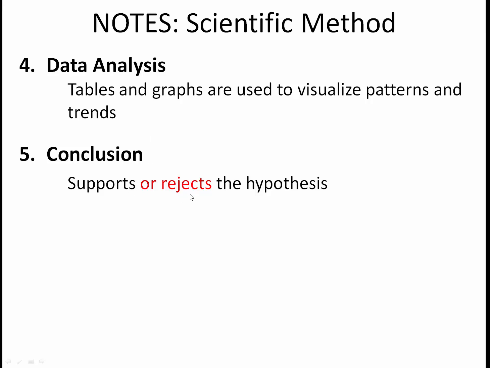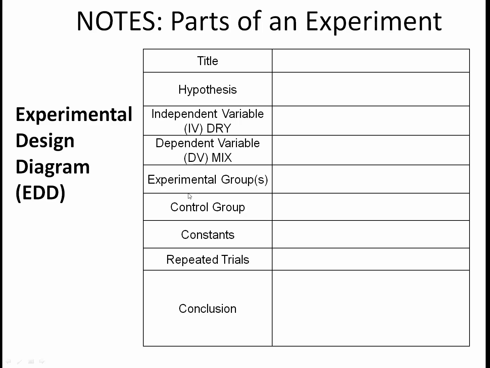The experiment may actually say that your hypothesis is not correct, but you've got to be able to back it up with data. This is the experimental design diagram, where you put in a title, a hypothesis, an IV, and a DV, which is the dependent variable. It's the dependent y-axis, and it is responsive.